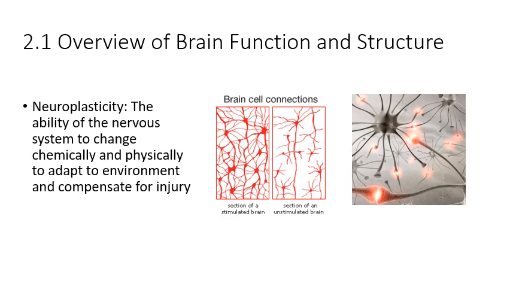One of the most basic and important aspects of brain function and structure is neuroplasticity, which is the ability of the nervous system to change both chemically and physically to adapt to the environment and compensate for injury. Neuroplasticity has a very broad meaning. Learning is dependent on neuroplasticity. Pretty much all of our basic cognitive and emotional functions are rooted in the ability of the nervous system to change in relation to the environment.